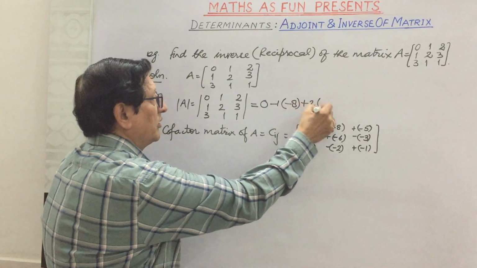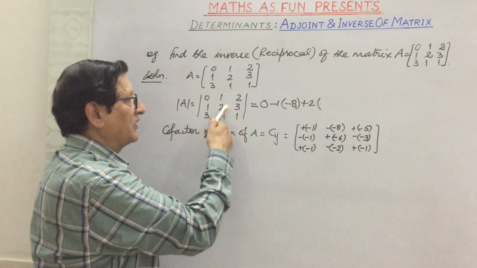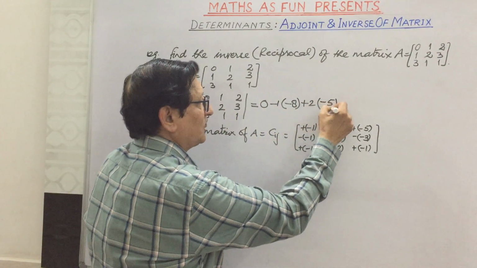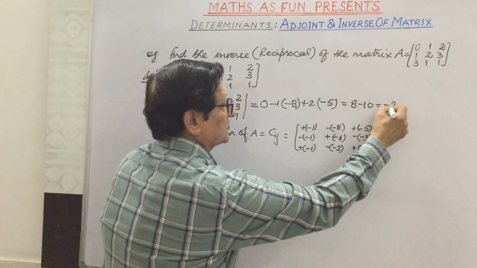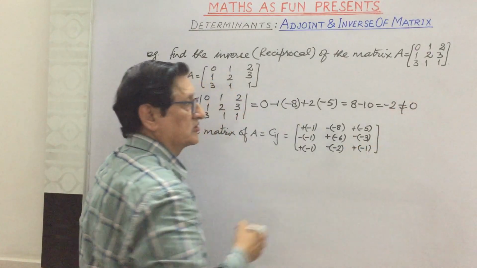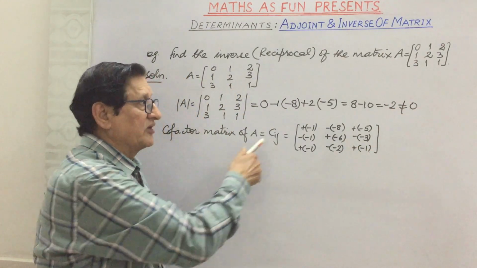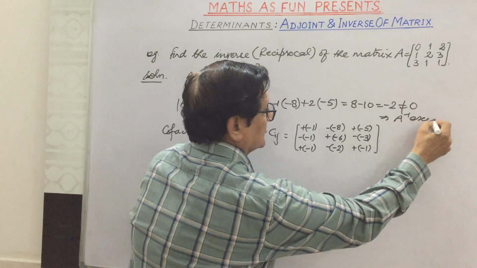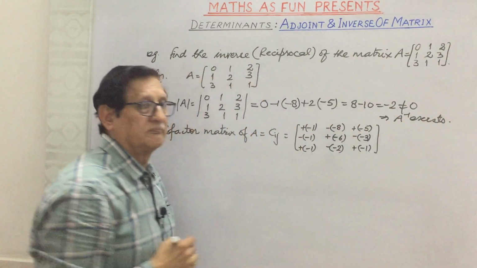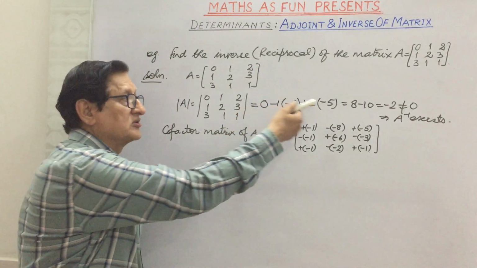Plus 2 into, this is 1 minus 6, that is minus 5. So this comes as 8 minus 10, that is minus 2, which is not equal to 0. And if determinant A is not equal to 0, we can say A inverse exists, because it is a non-singular matrix.